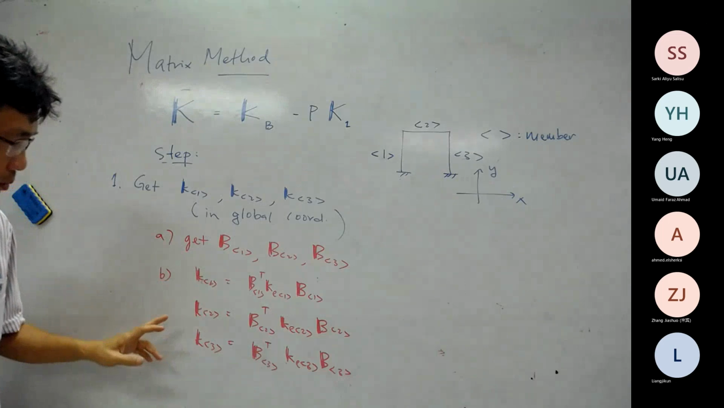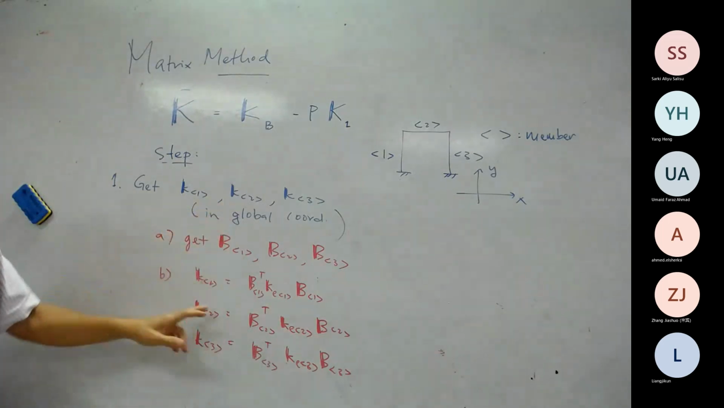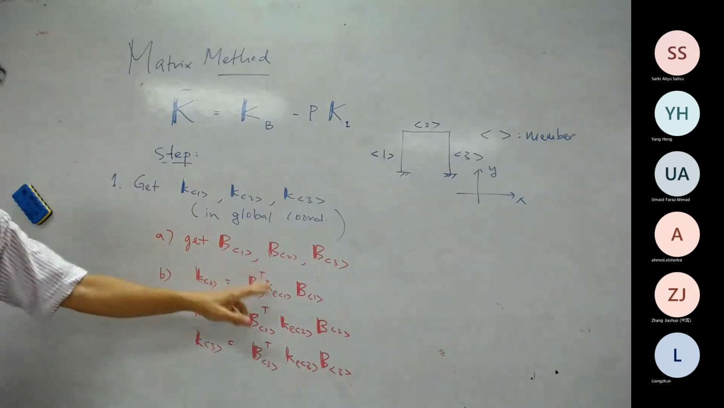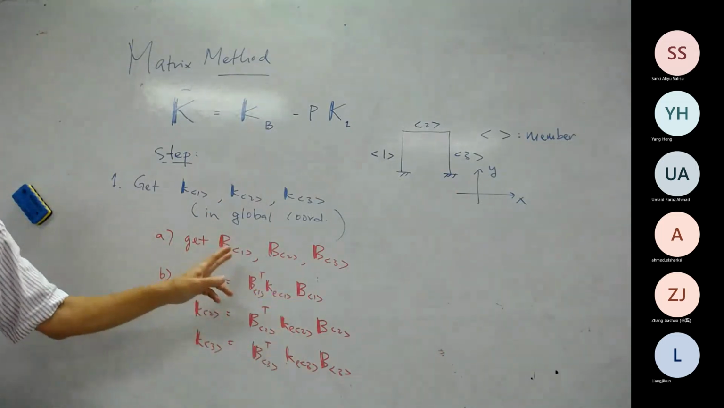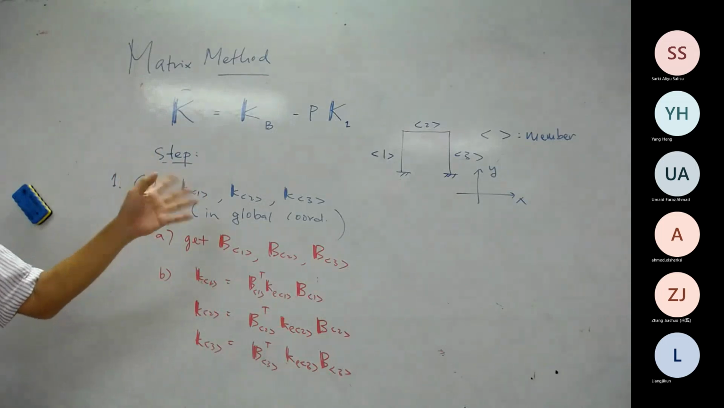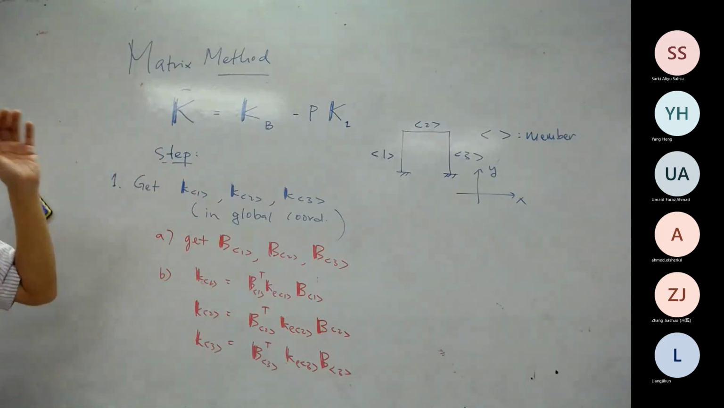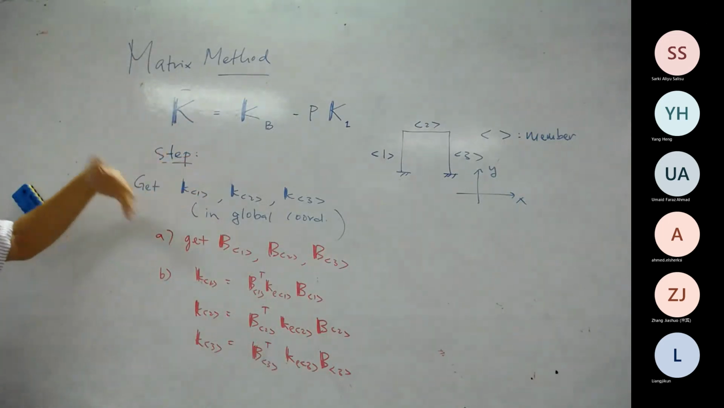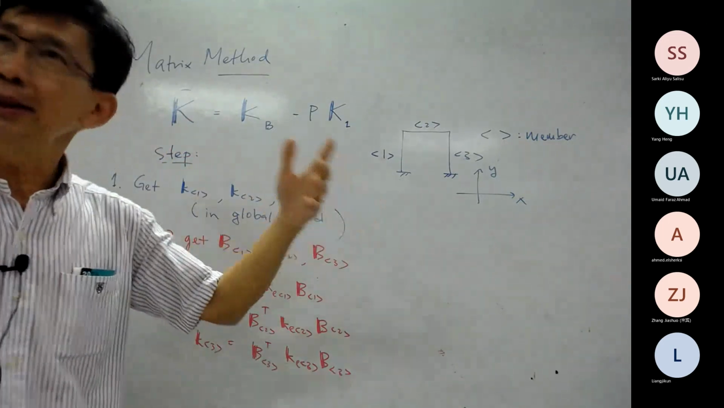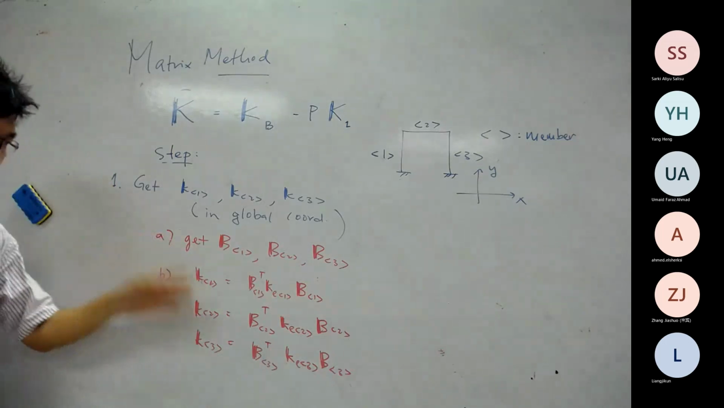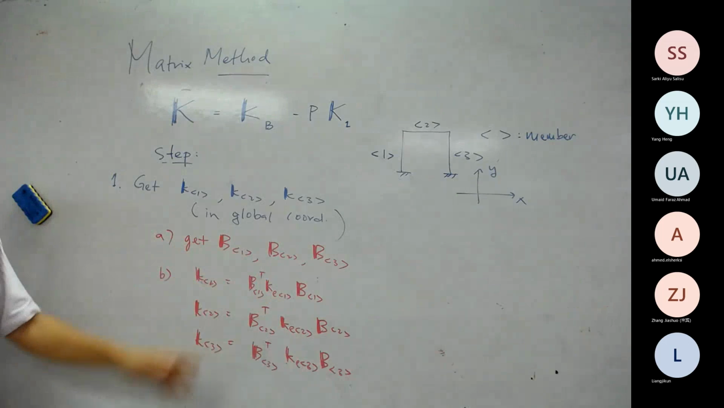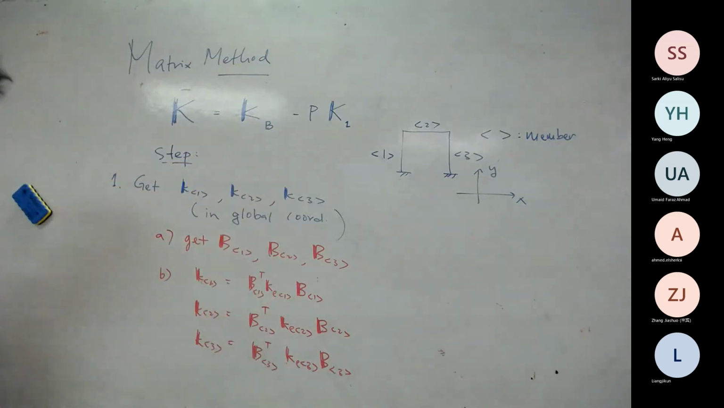Once you get this, this is the most time consuming part because you have to multiply, and this has many, many zeros. So you must be familiar with handling matrices with many zeros. The multiplication can be made simpler if you take advantage of the many zeros there. I'll give you an example later.